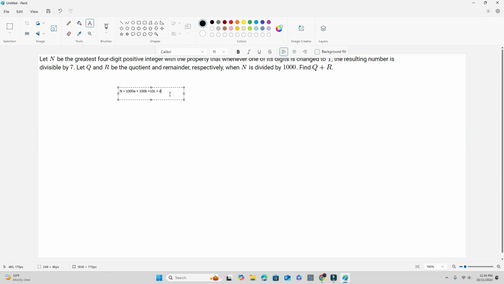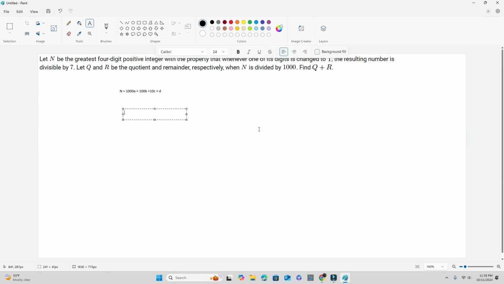Now, since we know that whenever one of its digits is changed to 1, the resulting number is divisible by 7, I'm going to write the next few equations. Just to clarify beforehand, I'm not going to be writing mod 7 on all of them, but understand that they're all meant to be divisible by 7. So anytime it changes to 1, it'll be divisible by 7 and equal 0.